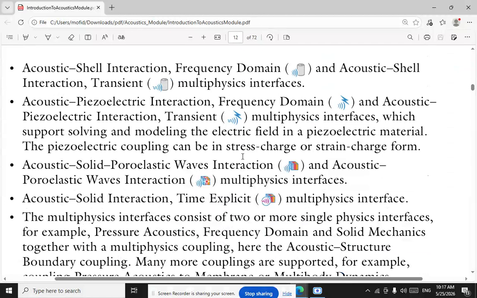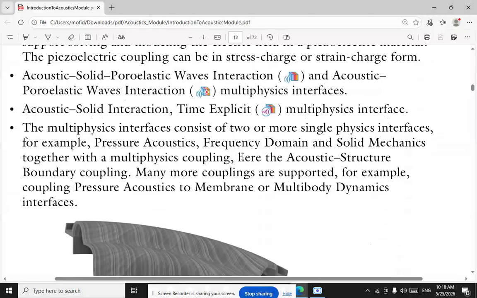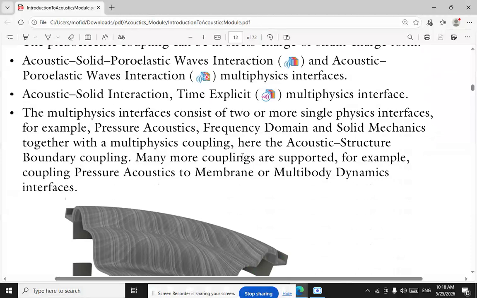Acoustic shell interaction frequency domain and acoustic shell interaction transient multiphysics interfaces. Acoustic piezoelectric interaction frequency domain and acoustic piezoelectric interaction transient multiphysics interfaces support solving and modeling the electric field in the piezoelectric material. The piezoelectric coupling can be in a stress-charge or strain-charge form. Acoustic solid poroelastic waves interaction and acoustic poroelastic waves interaction multiphysics interfaces. Acoustic solid interaction time explicit multiphysics interfaces.